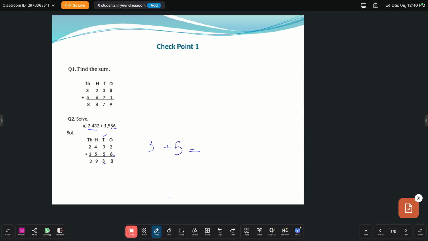Now move to hundreds column. We have 4 as first addend and 5 as second addend. Add them. 4 plus 5 is 9. Now move to thousands column. In thousands column, we have 2 and 1. So 2 plus 1 is 3. Okay, kids. So do the rest of the parts yourself.